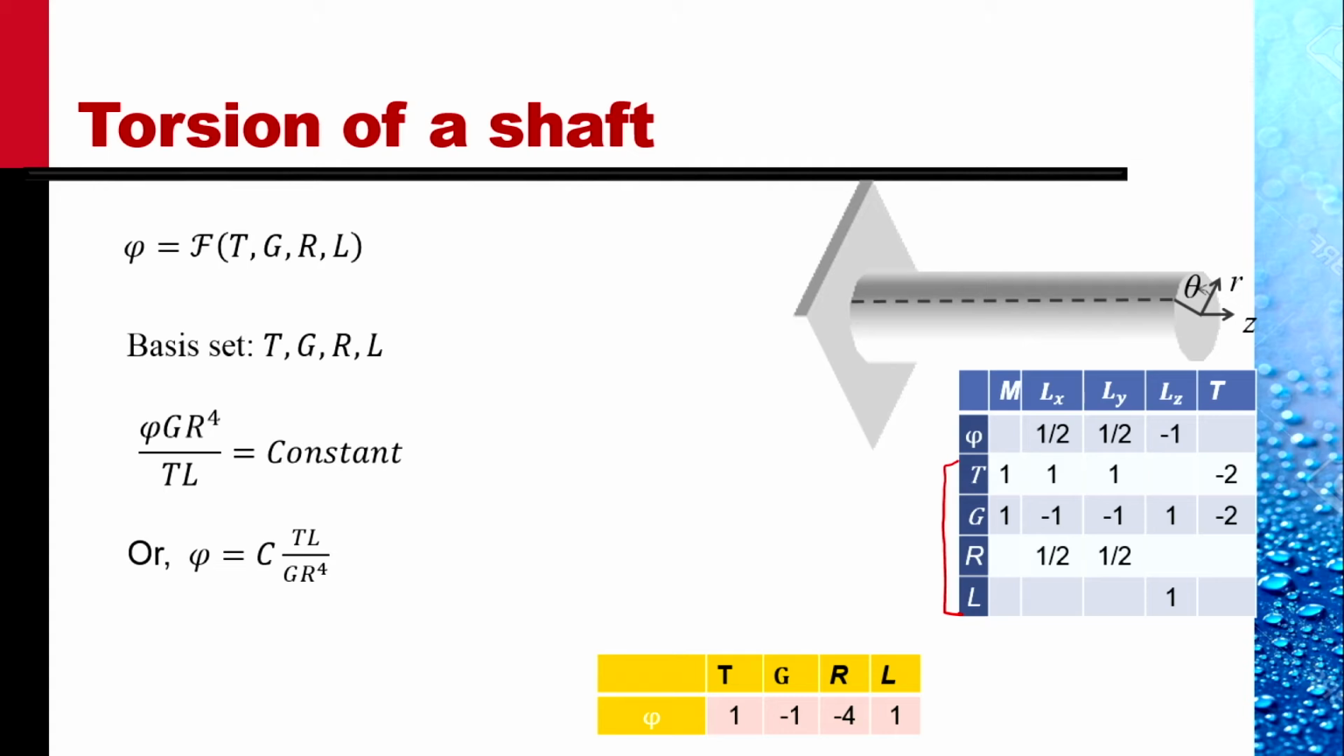A very powerful result. A single constant can be obtained by twisting a single shaft and measuring its twist. We can obtain the value of C, and this will give you a relationship between twist and torque for any circular shaft of radius R, length L and shear modulus G.